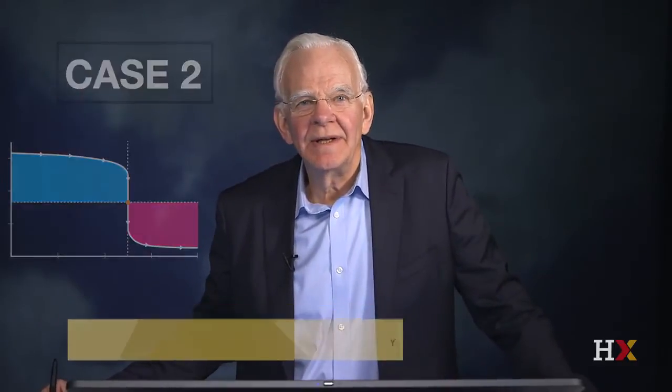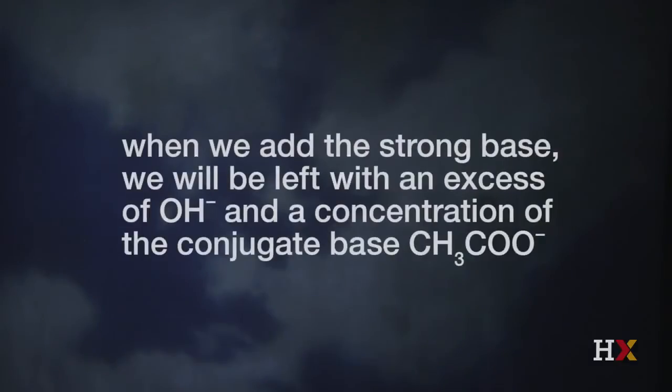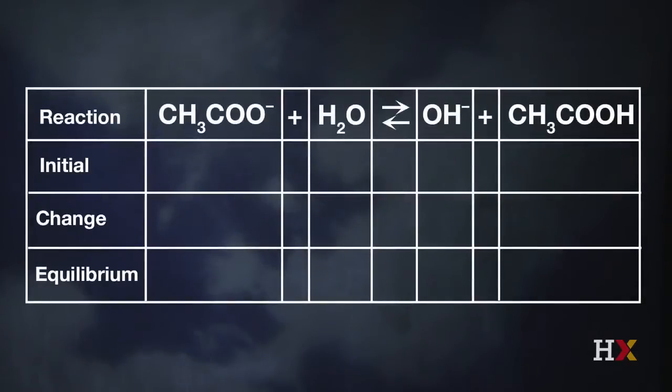Well, going logically through our cases, now we turn to the case of a strong base added to a weak acid. And when we add that strong base, we know that we're going to be left with an excess of the hydroxide anion and a concentration of the conjugate base, which is the acetate anion. So let's write down the reaction. And again, we're going to use the RICE table to do this calculation.